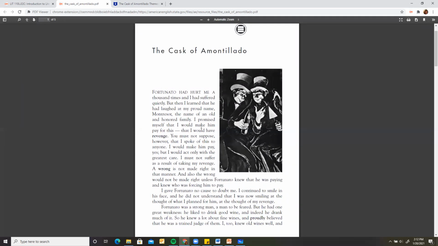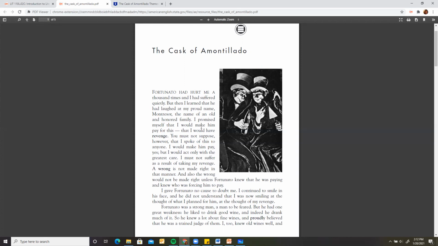Fortunato had hurt me 1,000 times, and I had suffered quietly. But then I learned that he had laughed at my proud name, Montresor, the name of an old and honored family. I promised myself that I would make him pay for this, that I would have revenge. You must not suppose, however, that I spoke of this to anyone.